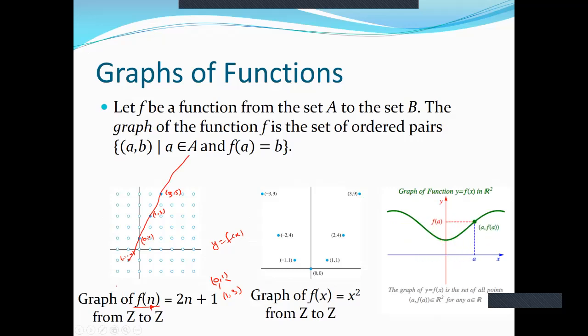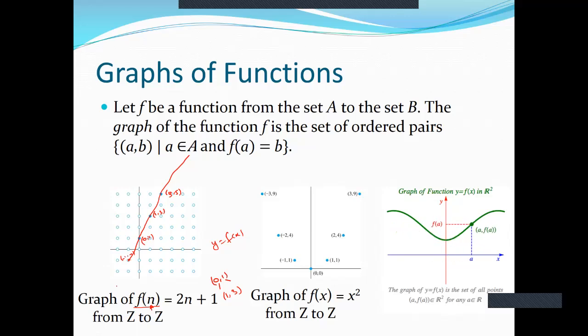So we can always plot a function on a graph, right? Let's take one more example, f(x) is equal to x square. This will also return ordered pairs. For example, if I take x equal to 0, obviously x square is also 0. So this is (0, 0). If I take x equal to 1, this will become 1. So this is (1, 1).